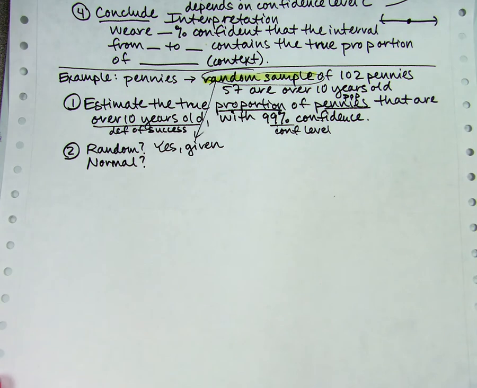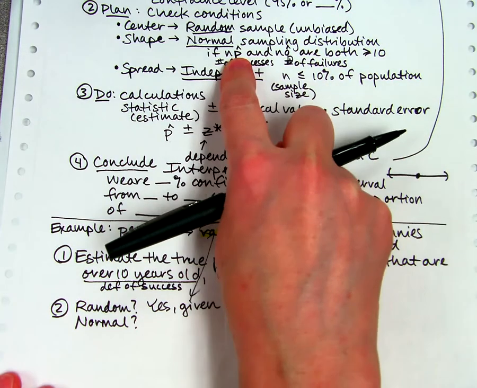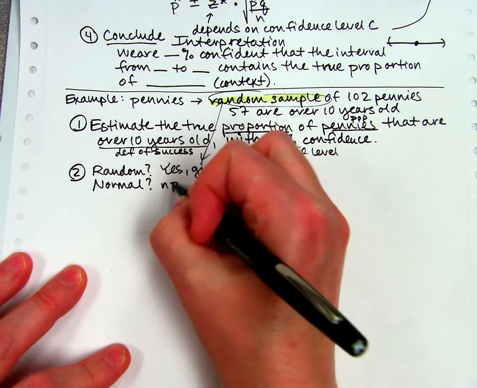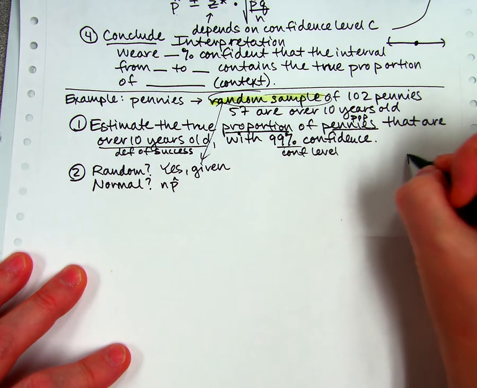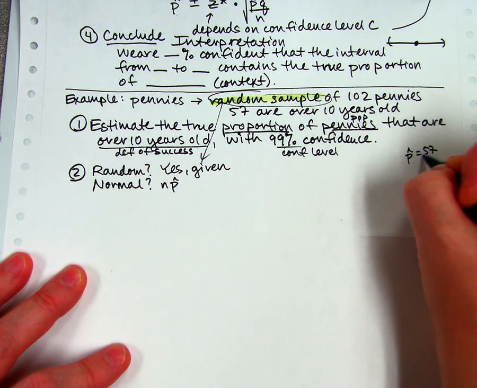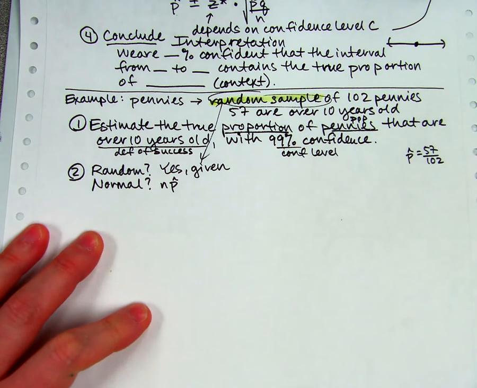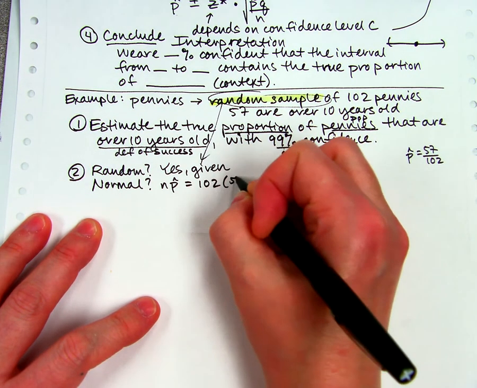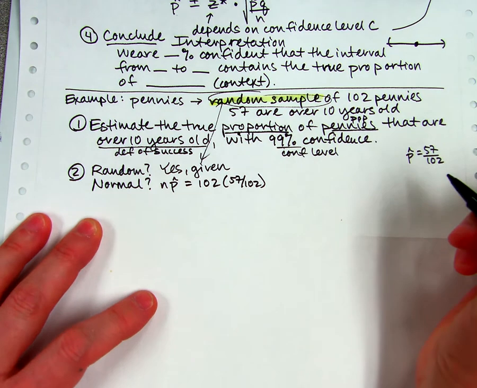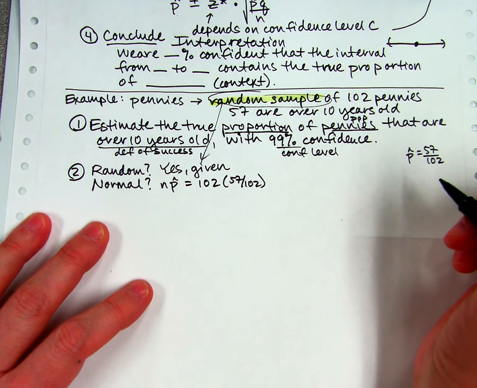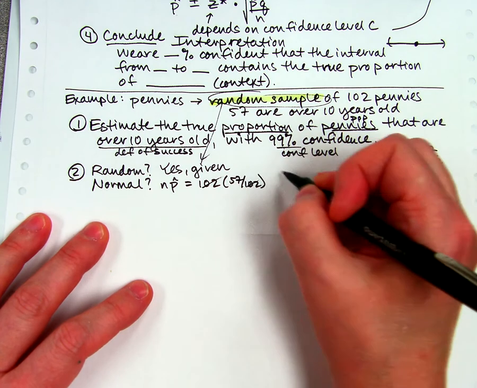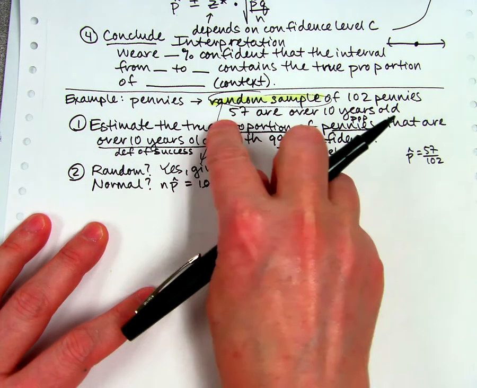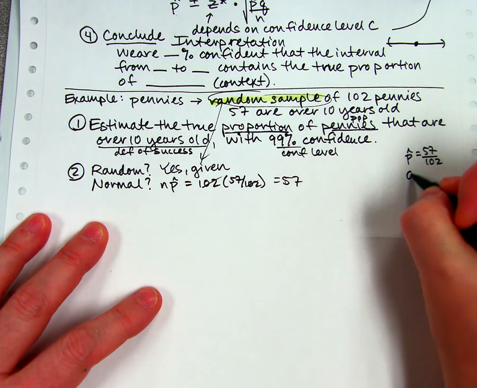Normal. Okay, how do we check normality? Let's look. We check normality by checking np hat and nq hat. So np hat, well, I'm going to go off to the side and say p hat is 57 out of 102, right? So important to know that. np hat is the 102 times the 57 out of 102. And as you are super smart math people, you can look at that and say, oh, look, the 102s cancel. That's convenient. It's 57. That's what I meant when I said that the np hat is actually the number of successes.